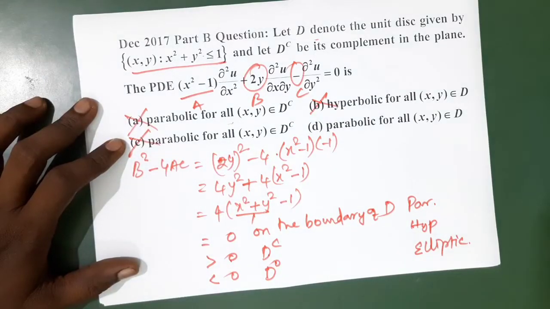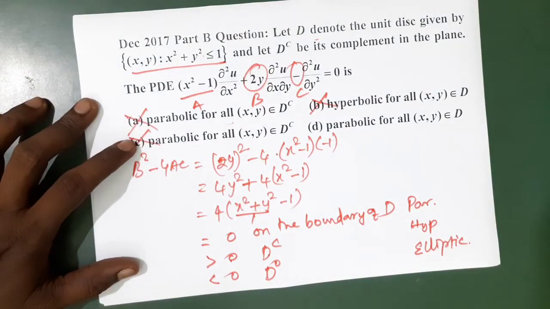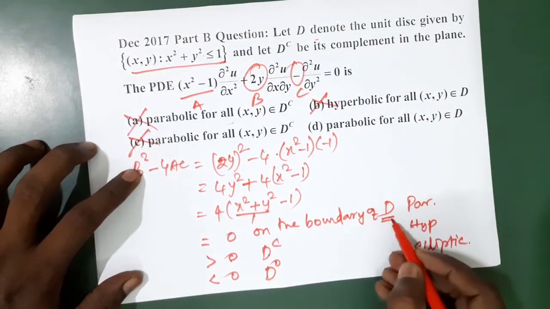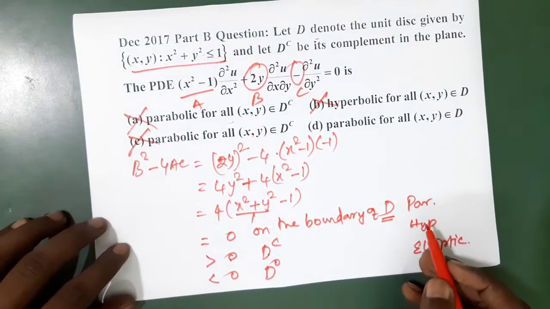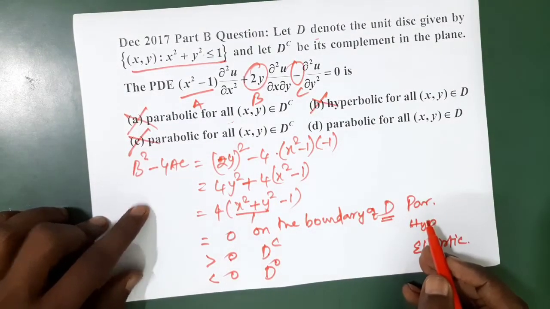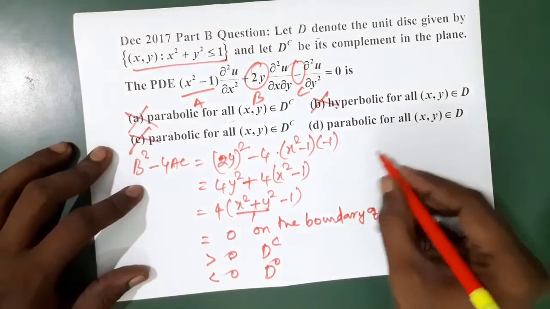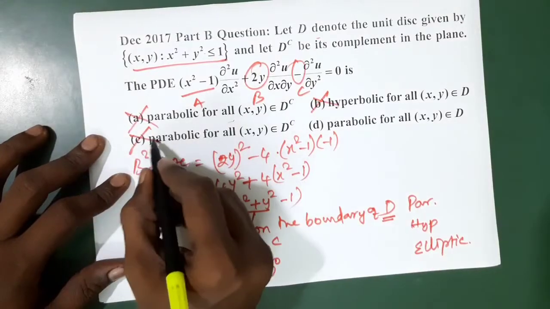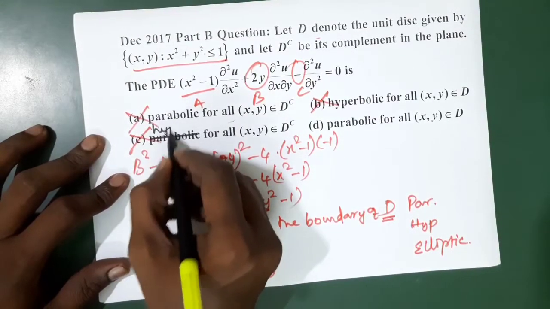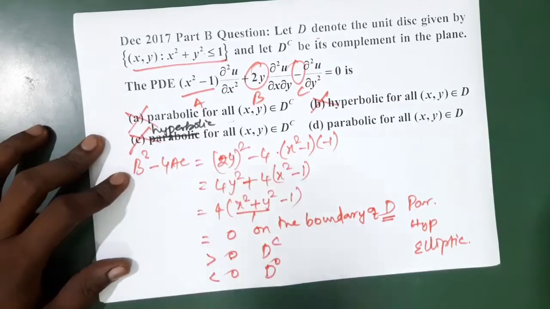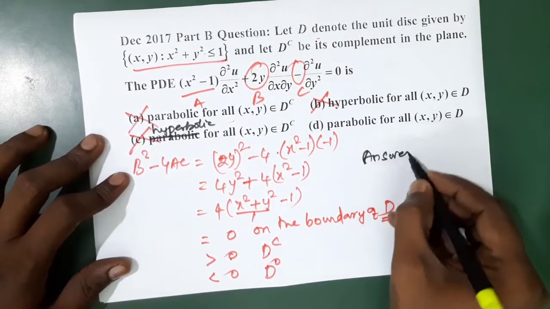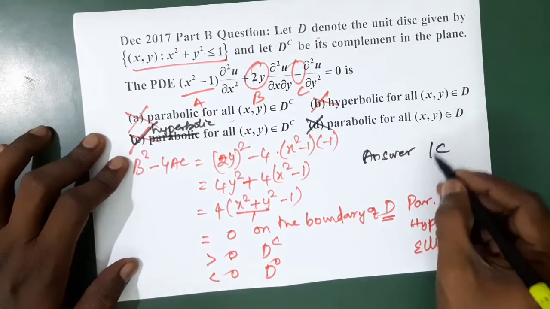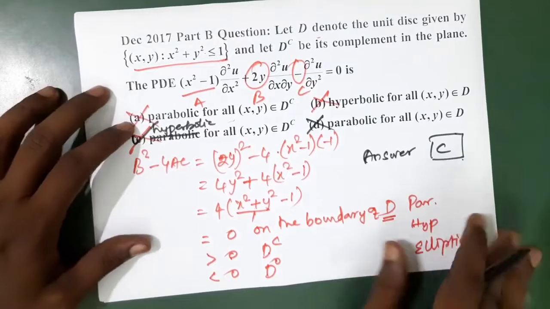So the answer is parabolic for the D, on the boundary only. Sorry, this question is wrong. Here it is hyperbolic. So it is a typographical error. The answer is C. This answer, this is not the case. Answer is C.